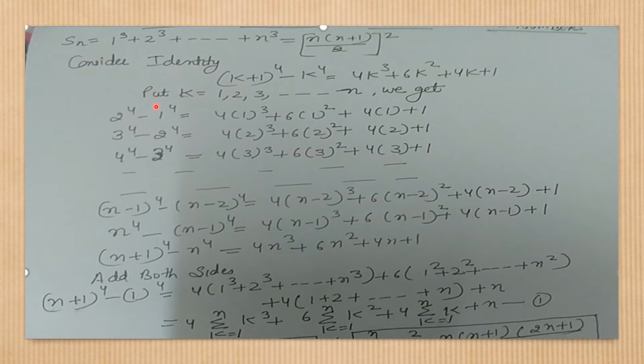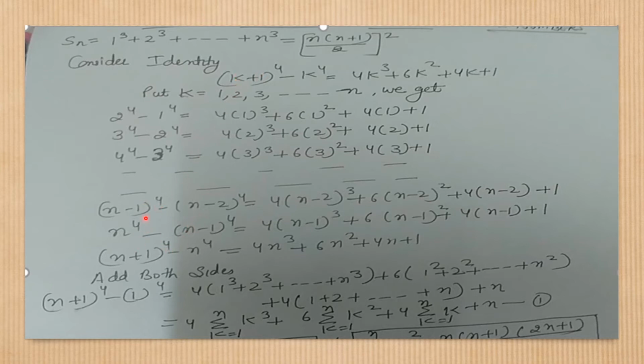Now put k as 1, 2, 3, and so on up to n. So again start putting it. When k is 1 it will be 2 raised to power 4 minus 1 raised to power 4 equal to 4 times 1 cube plus 6 times 1 square plus 4 times 1 plus 1. Similarly when k is 2, it will be 3 raised to power 4 minus 2 raised to power 4, and similarly this. And the last ones are for n minus 1, so it will be n raised to power 4 minus n minus 1 raised to power 4, when we put k as n minus 1, like this.